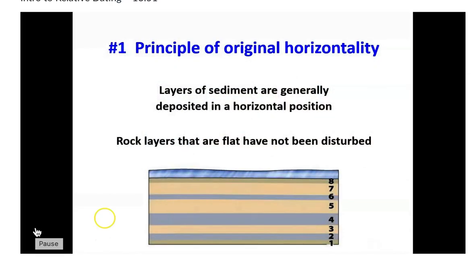sequence of events in Earth's history. And establishing a time frame like this is an important part of telling the story of the history of the Earth. So I'll be reviewing 5 of the main principles of relative dating, and I'm going to start with the first, which is the principle of original horizontality.